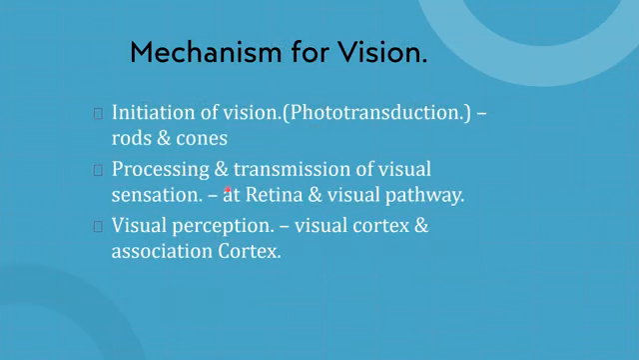So again, the same thing, the mechanism of vision. We have three steps or three levels of visual processing: initiation of vision, that is the phototransduction mechanism, which takes place in the rods and cones; processing and transmission of visual sensation at the retina and also the visual pathway; and visual perception at the visual cortex and association cortex.